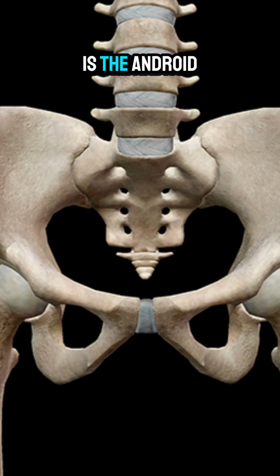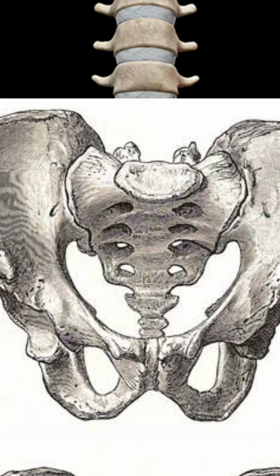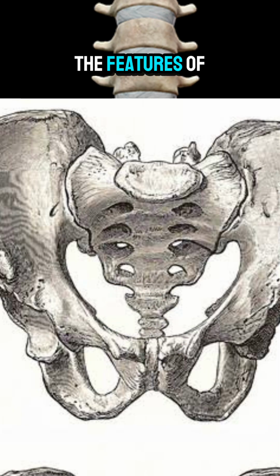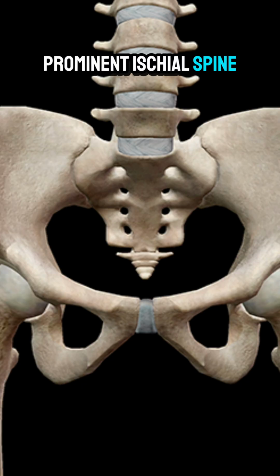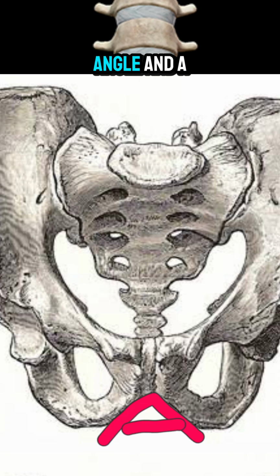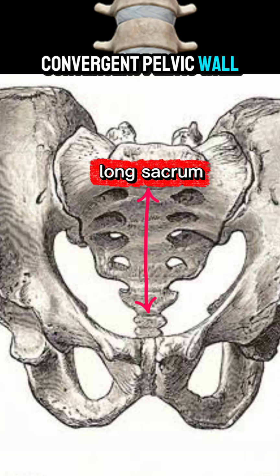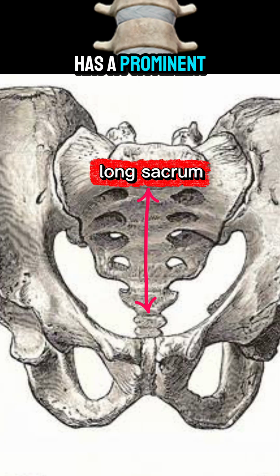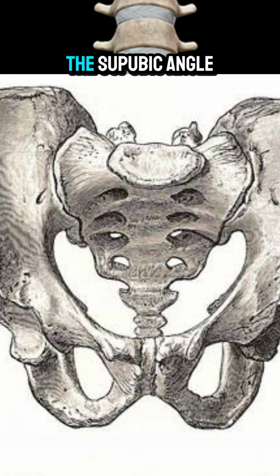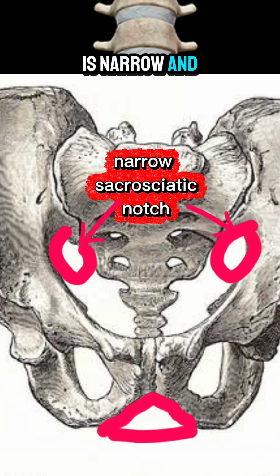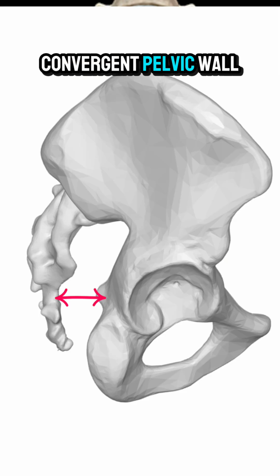The second one is the android pelvis. It is very common in males, but you can also see it in females. The pelvic inlet is heart-shaped and the anterior segment is narrow. The features of the android pelvis include a prominent ischial spine, a narrow subpubic angle, and a convergent pelvic wall.